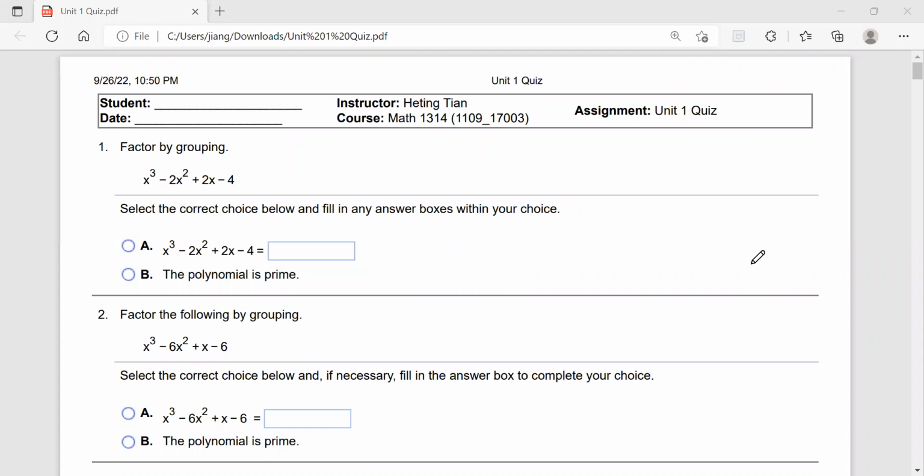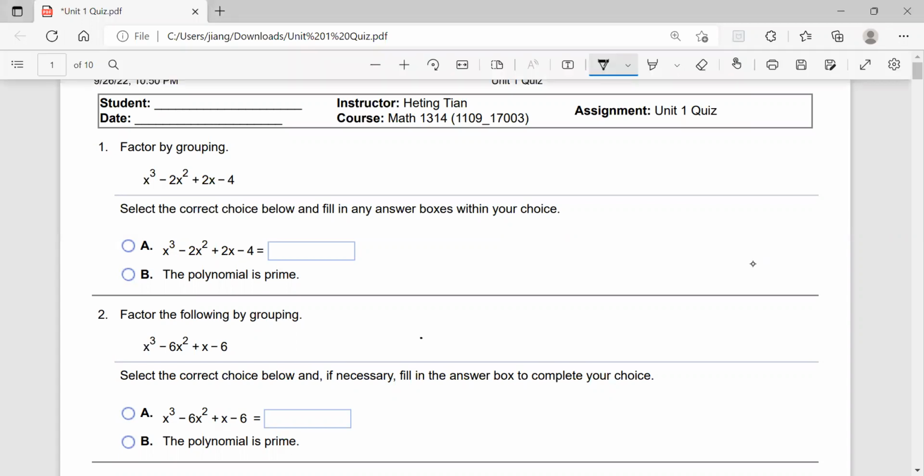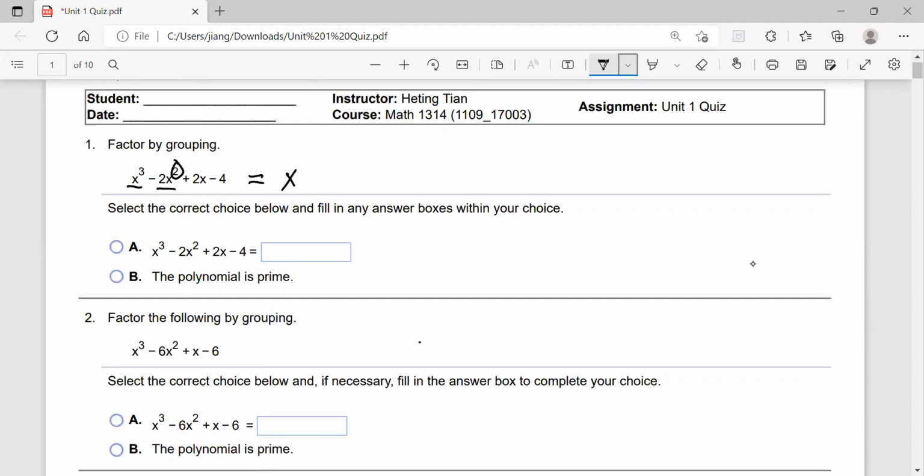Let's see the first one, factor by grouping. If we have four terms, we can group the first two and last two. For the first two, we have x cubed and negative 2x squared. I can factor out the lowest power x term, so that is x squared. And then we have x minus 2 left.